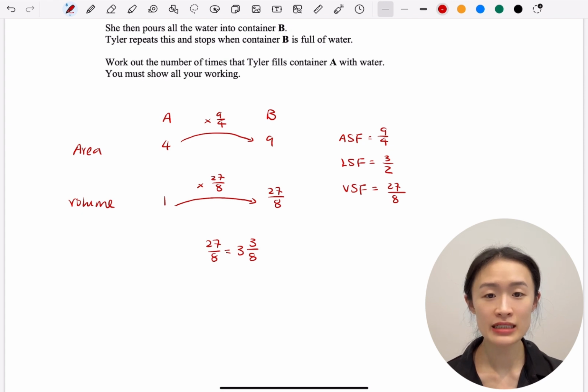So I'm missing a sentence here. I needed to write that final conclusion down. Taylor needed to refill container A 4 times. And that is my final answer.